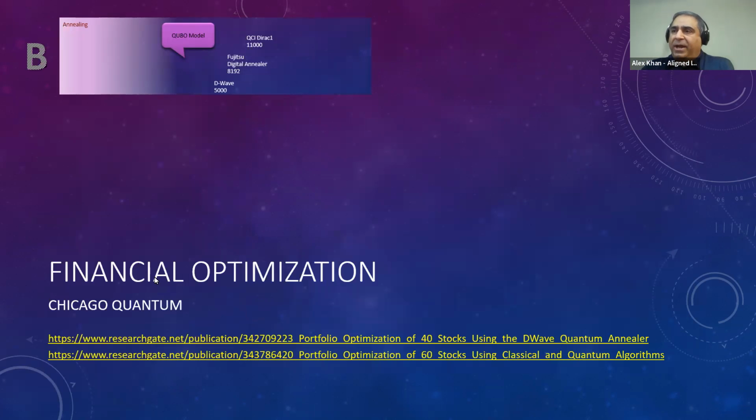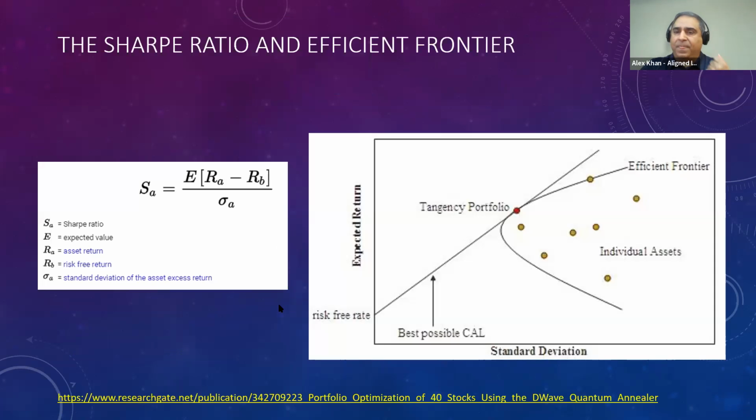Okay, so I'm going to move a little faster. So with financial portfolio optimization, we are now beginning to look at that B section in the middle where we need more qubits. You can do financial portfolio optimization with 20 qubits, but then you're looking at 20 assets, which isn't a very interesting problem.